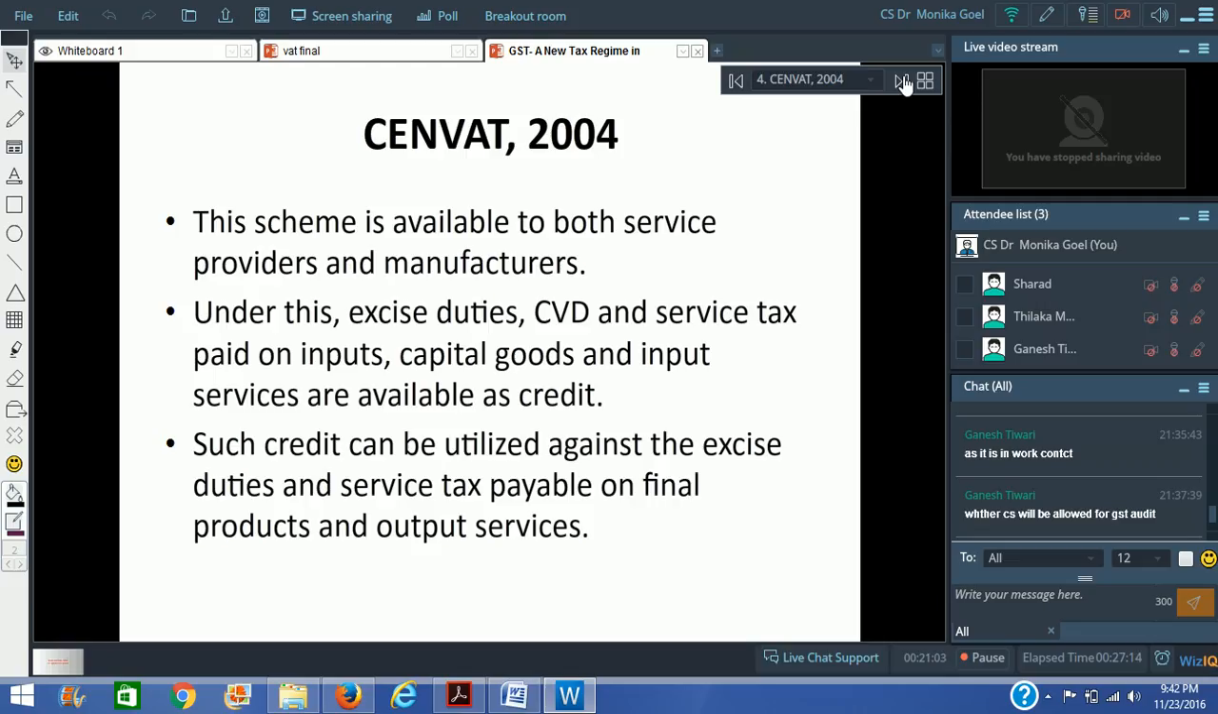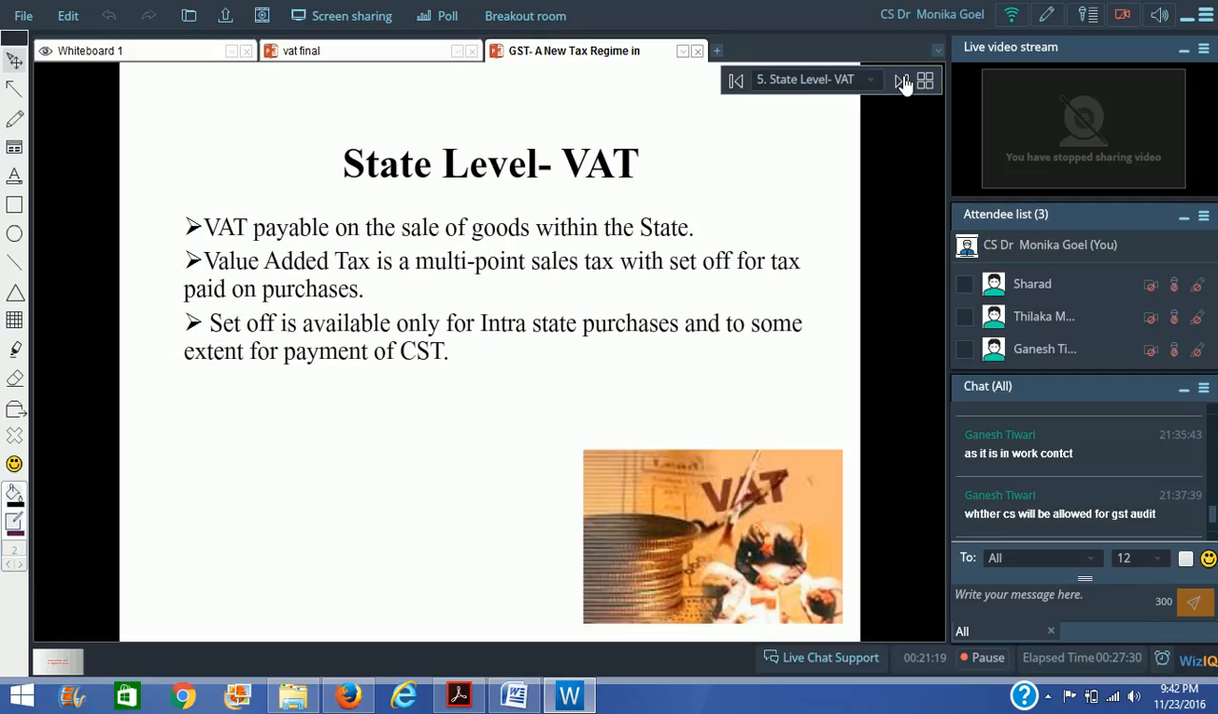So this scheme is available. The 2004 SENVAT credit scheme is available both for the service providers and manufacturers, and under this scheme you get the input tax credit of excise duty, service tax, and countervailing duty paid on inputs, capital goods or input services, and this can be utilized for the payment of excise duty and service tax payable on final products and output services, right? And under the state level, we have a value added tax in the sales tax structure, where again you are paying tax only on the value addition.